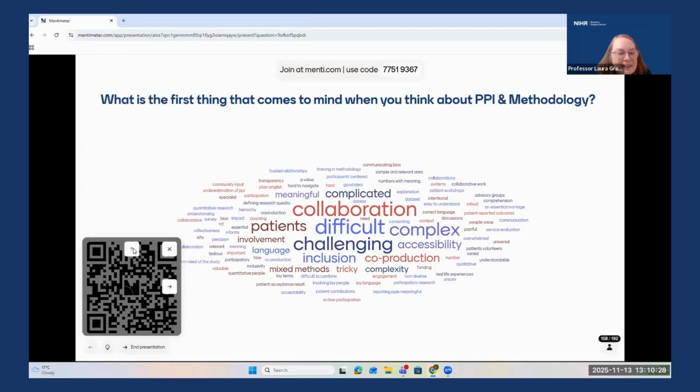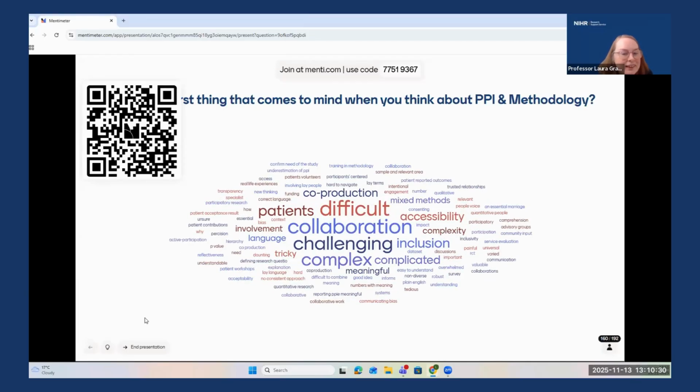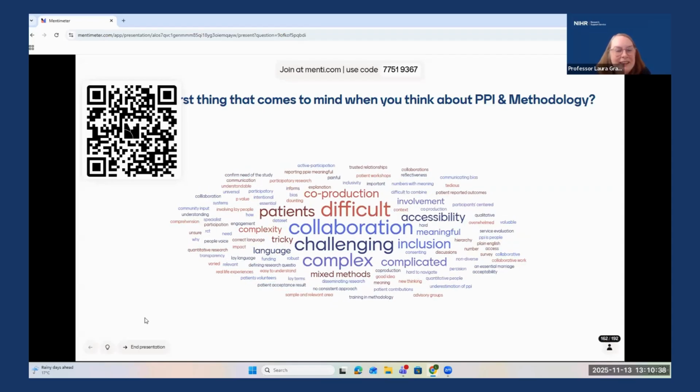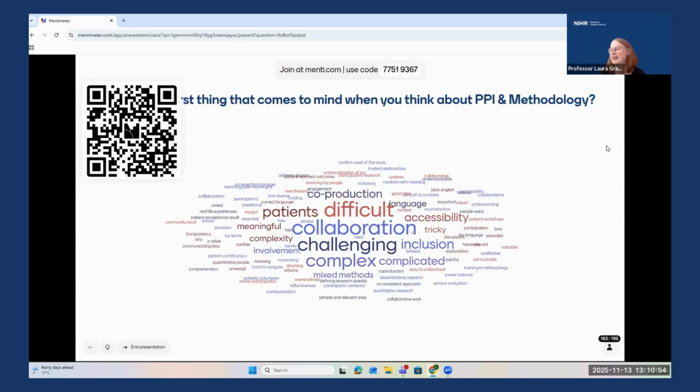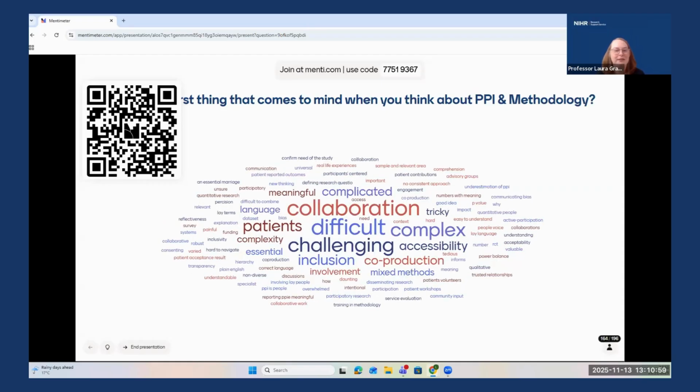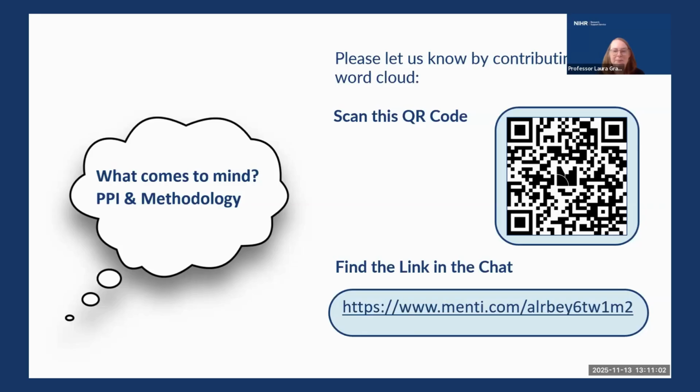Okay, let's just have another look. I like that someone's just said how. Hopefully I can help with that as the talk goes on. Hard to navigate. Trusted relationships, that's really nice, really important to develop those. Unsure, yeah, I think that's where I started. Okay, that's great. It's really nice to get a feel for how people in the room feel about methodological research and PPI. So thank you for that.